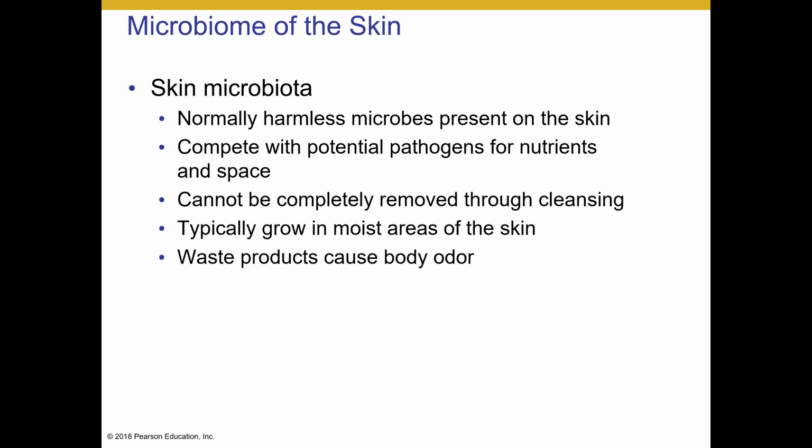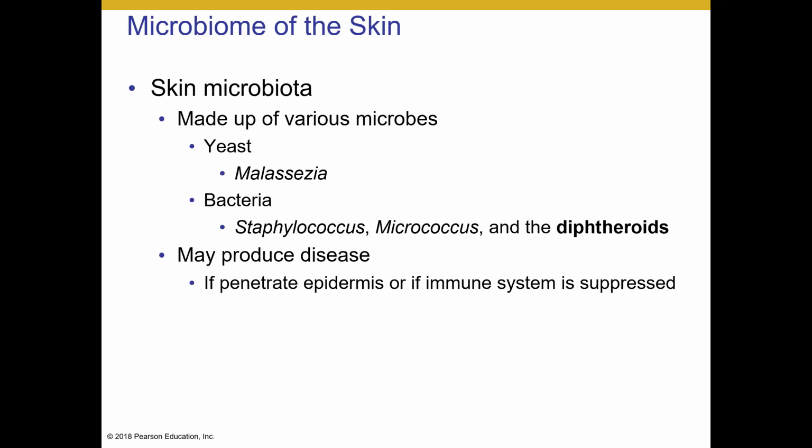Also, these normal microbes cannot be completely removed by washing. You can reduce their numbers, but they quickly return. They tend to grow best in moist areas like the armpits, groin, and between the toes. Some of their waste products are responsible for body odor. The skin microbiome includes different types of organisms. There are bacteria such as Staphylococcus, Micrococcus, and diphtheroids. There are also yeasts such as Malassezia. Under normal conditions, these organisms live peacefully on the skin.